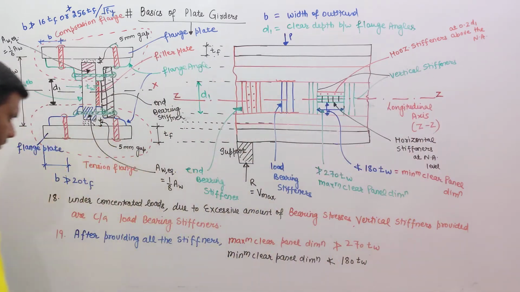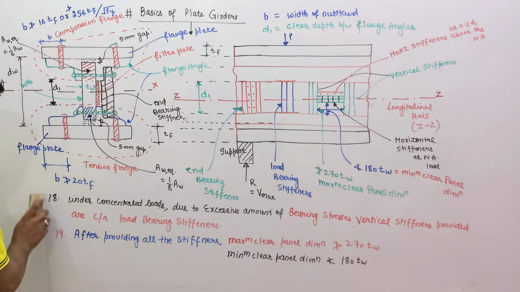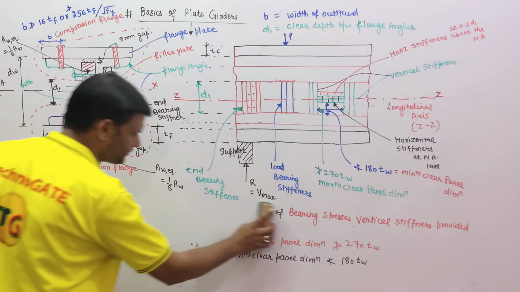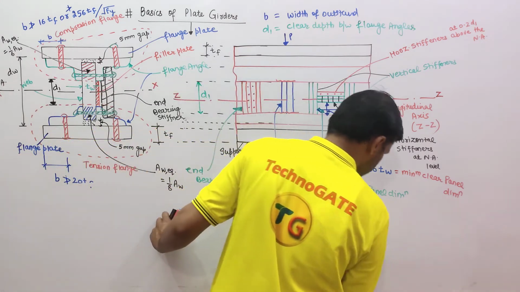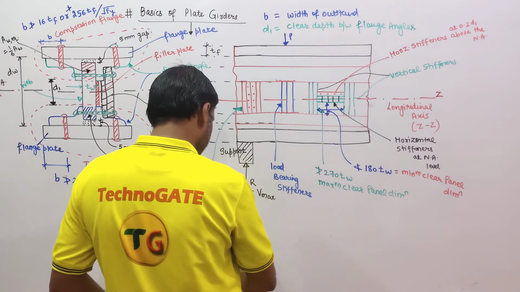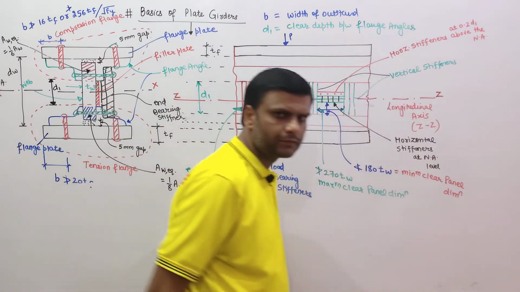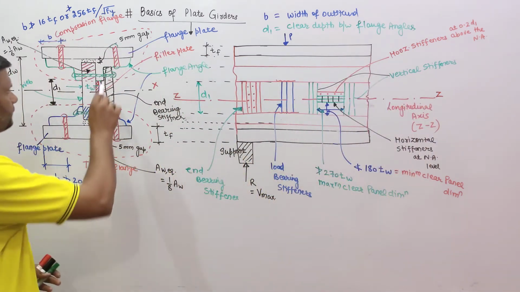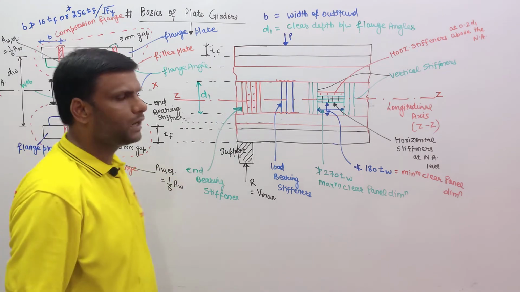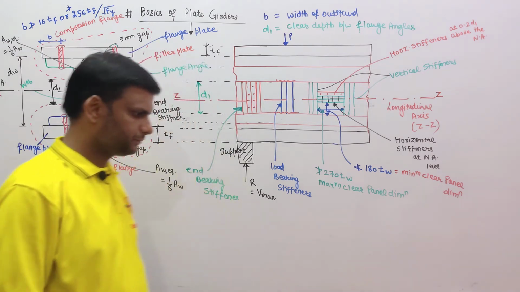Okay. So please note down these 2 points. If I am concluding: under the concentrated loads, due to excessive amount of bearing stresses, vertical stiffeners are provided, and after providing all the stiffeners, the minimum and maximum clear panel dimensions should be 180 TW and 270 TW. Okay. End bearing stiffeners are designed as columns.